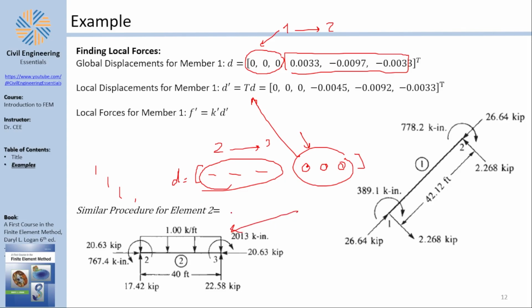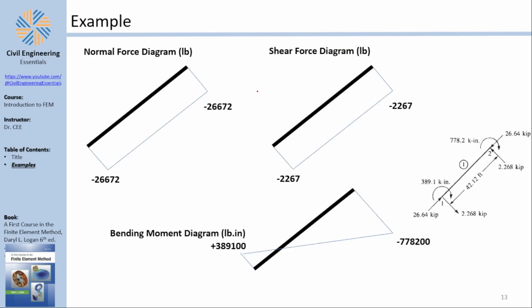Now the last step is to draw the diagrams for the element. How would I do that? Well, let me show you. This is for element number 1. Element number 1 is inclined. Those are the forces based on the finite element method sign convention. Notice that this force is a compressive force, and this force is a compressive force.